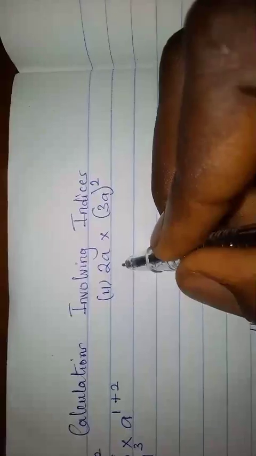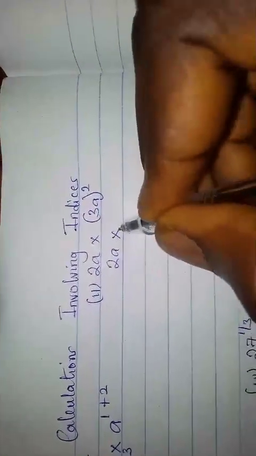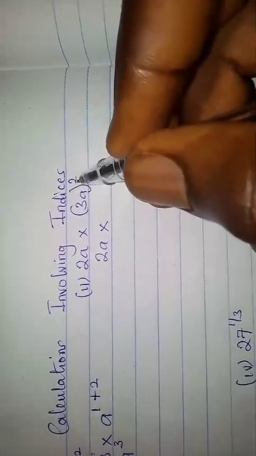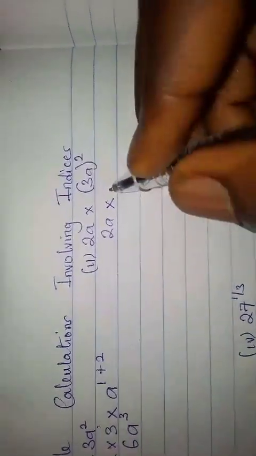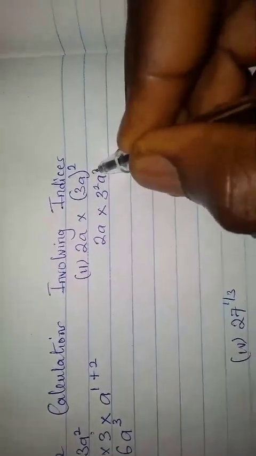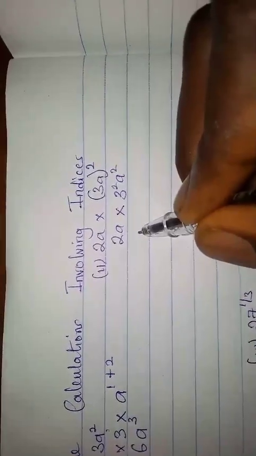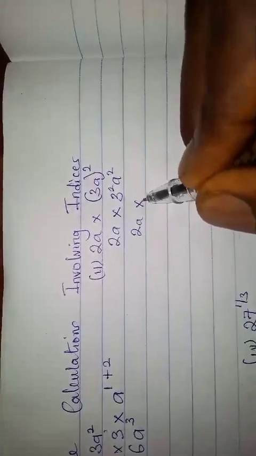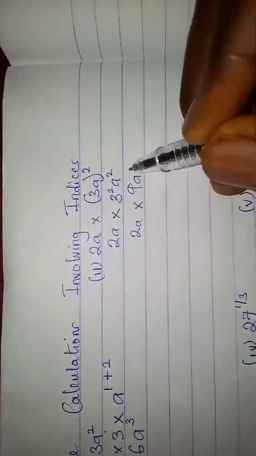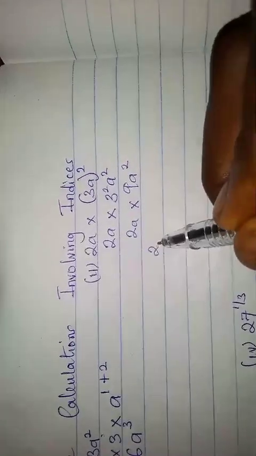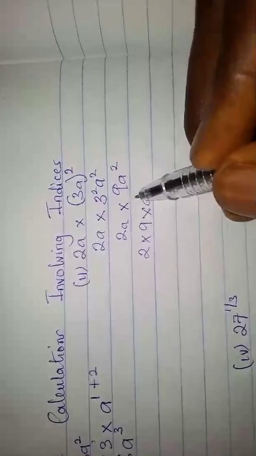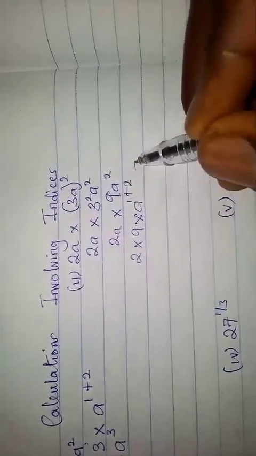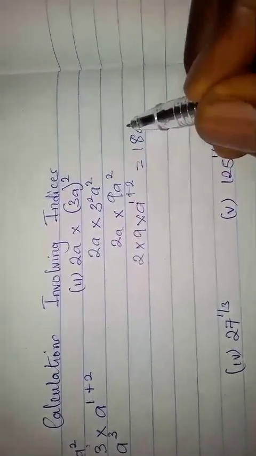Moving over to the next question, we have 2a times 3a squared, where the square is outside the bracket, so all we need to do is distribute the square to both 3 and a. So we have 3 squared, a squared. This gives us 2a times 9a squared. Just like we did before, 2 times 9, and with the common base a, we add the powers 1 plus 2, which gives us 18a to the power of 3.